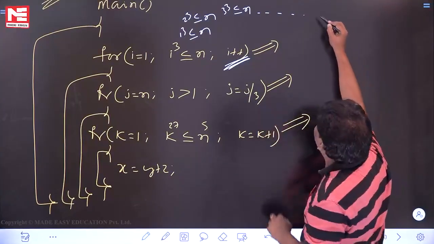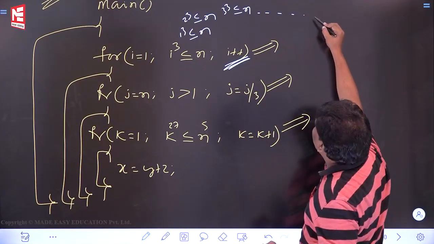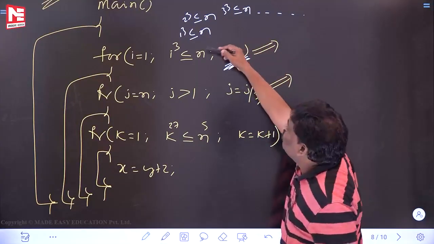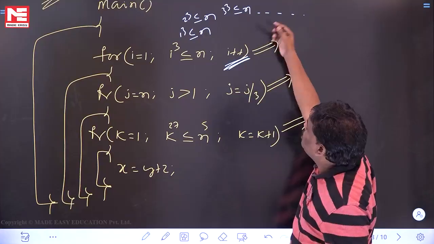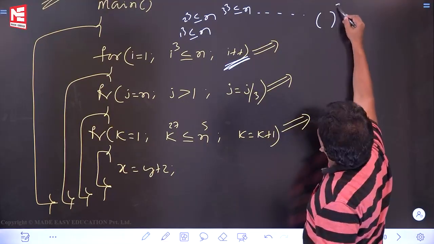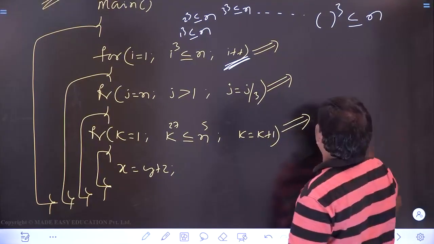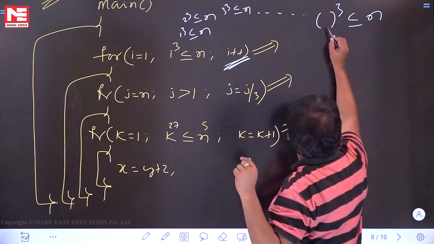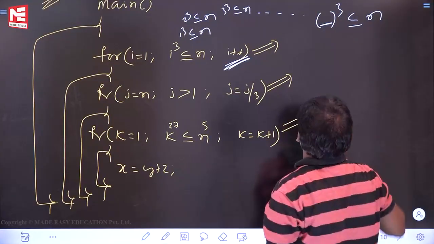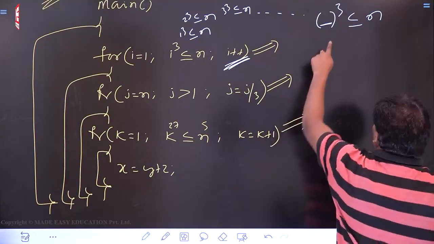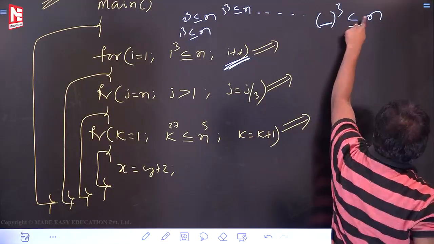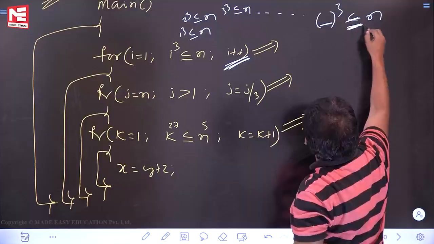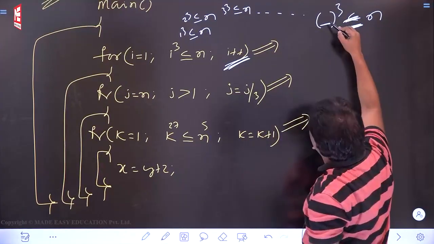At what place will both be equal? Assume that I is incremented k times. What is the answer? 1 cube, 2 cube, up to k cube is less than or equal to n. Assume that both are equal: k cube is equal to n. It should be equal. That is the termination, the stopping point. At which place will both be equal?